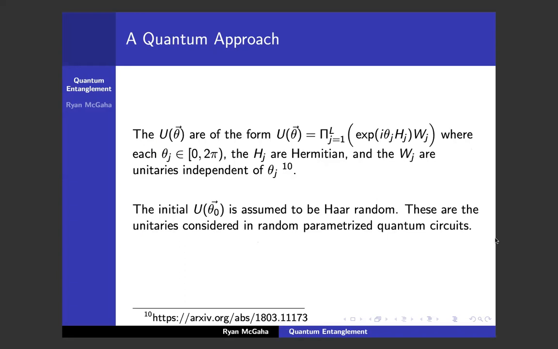Let's talk about those U thetas right quick. The U thetas that we use are products of exponentials of Hermitians times a W_j, where these W_j's are independent of theta. Usually in practice, they look like some kind of controls between the other qubits. The H_j's are picked randomly, and the theta_j's are also picked randomly and uniformly, so that our initial guess, U theta 0, is assumed to be Haar random. These unitaries are called random parametrized quantum circuits, and this is one of the things that the Google quantum group considered in a lot of their experiments.